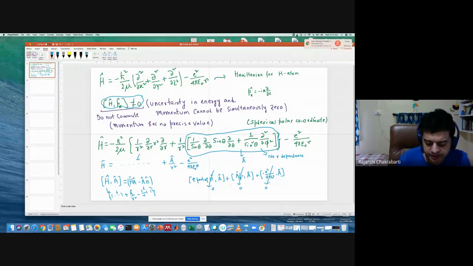So maybe this operator is related to some physical observable, which it represents; we'll see later.